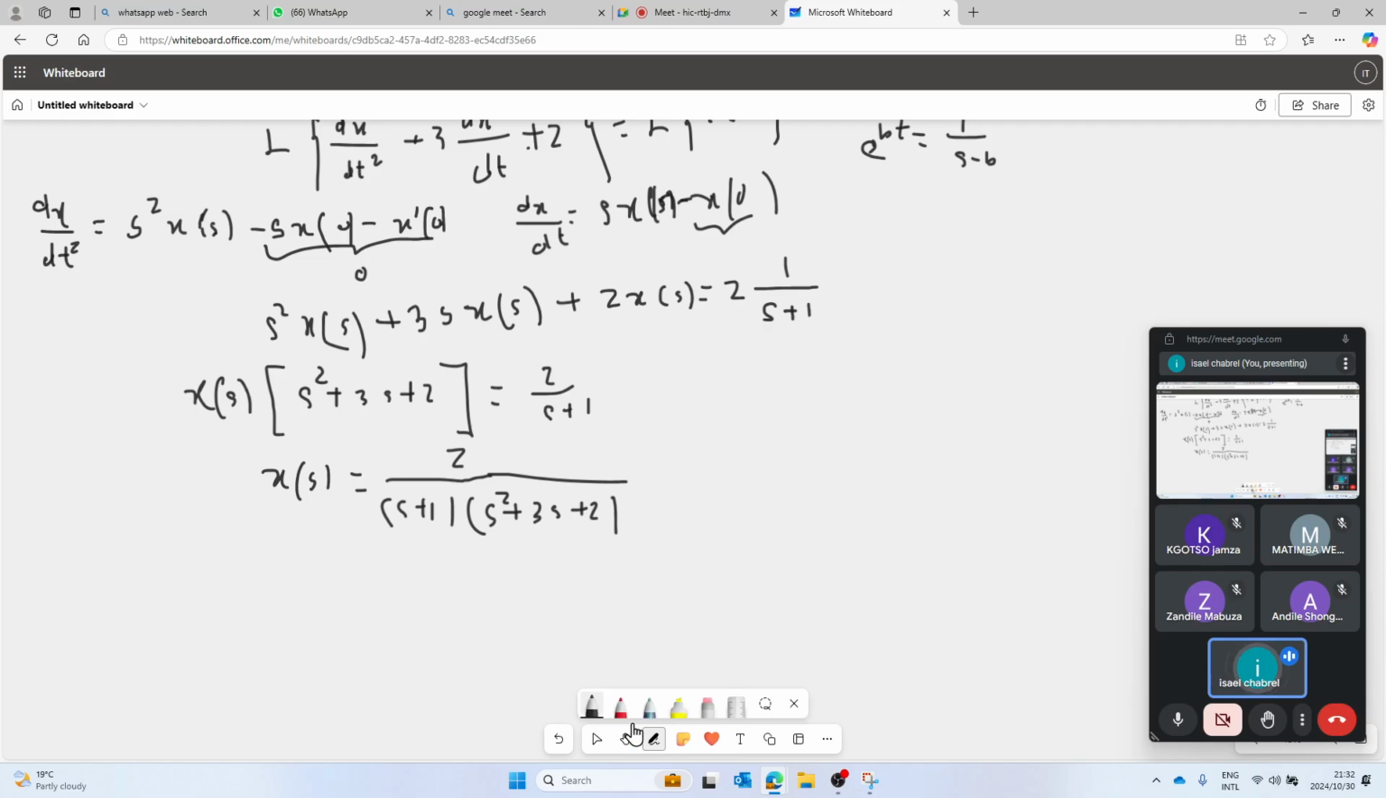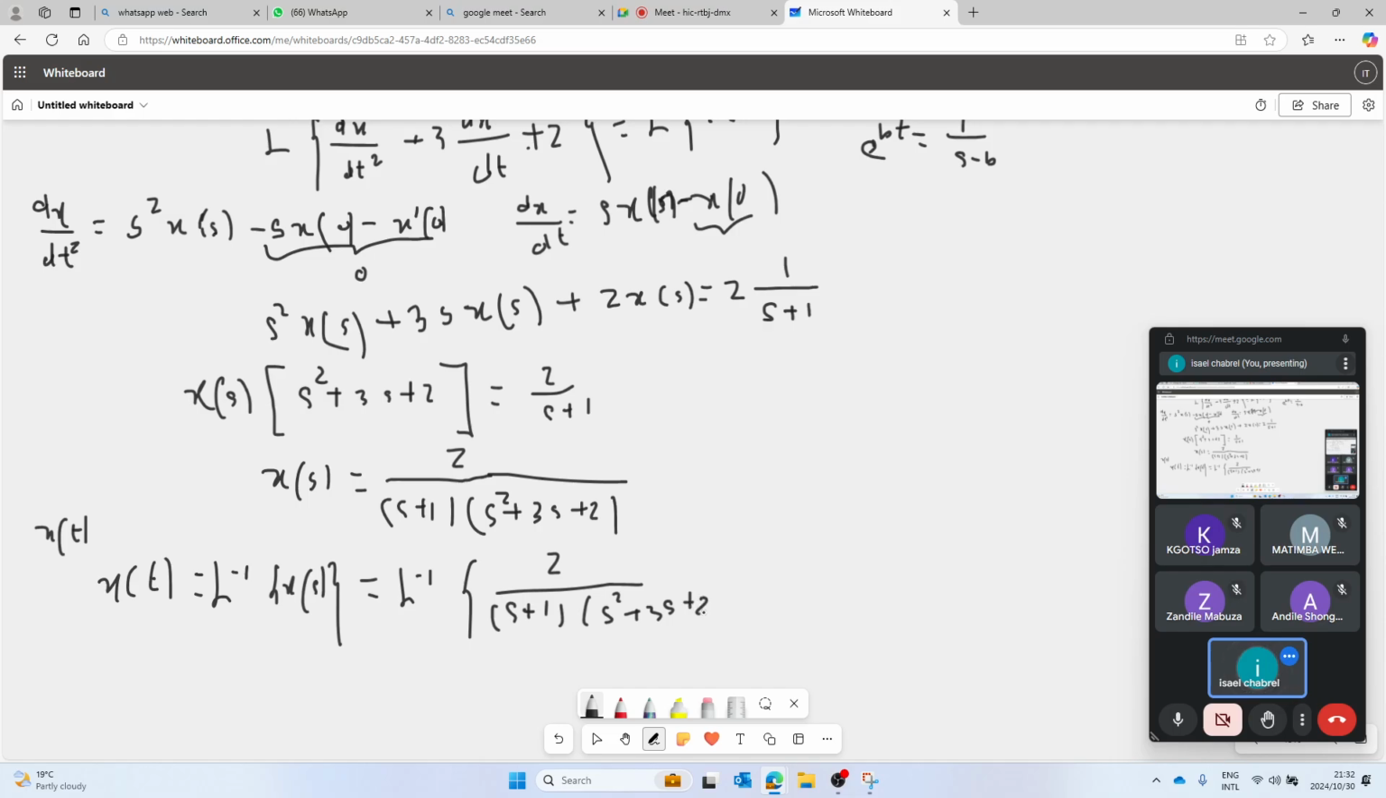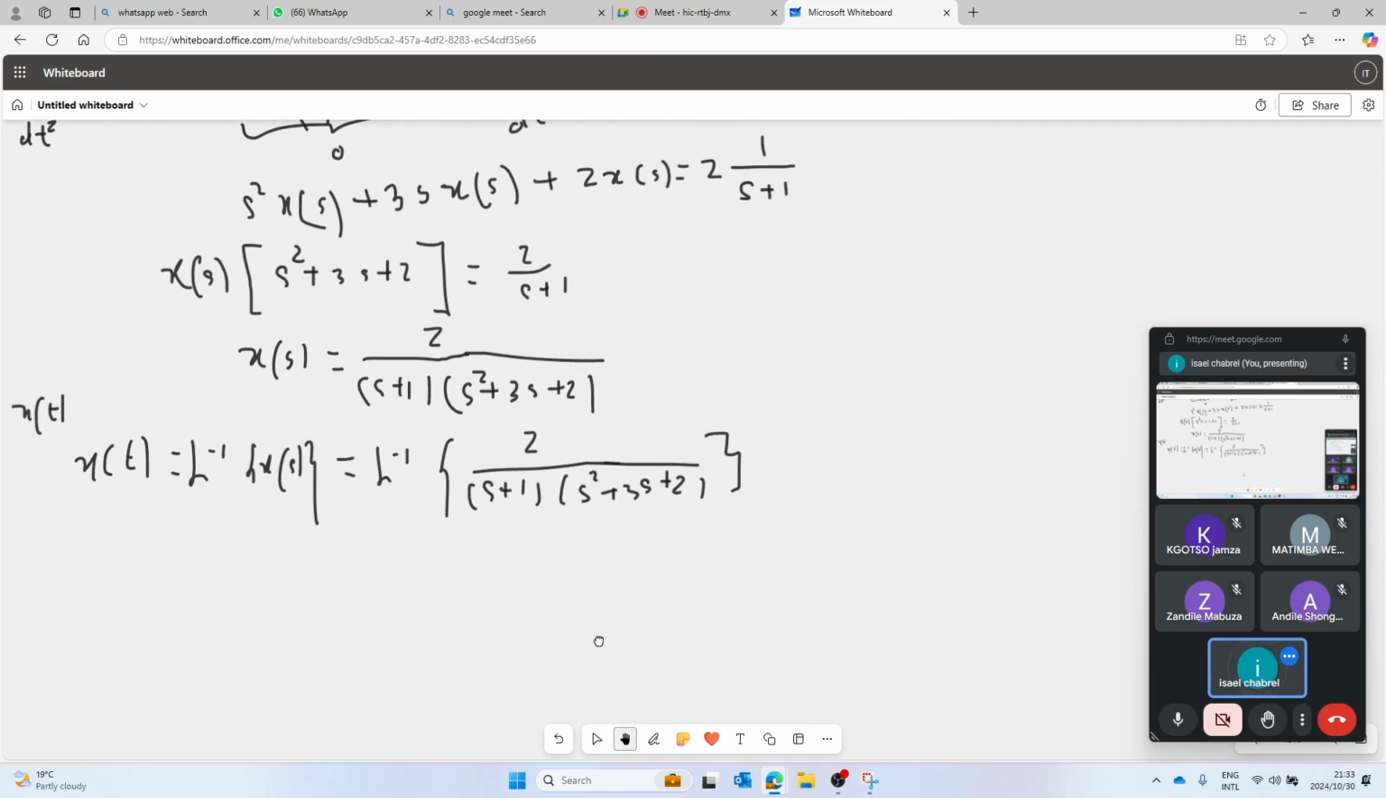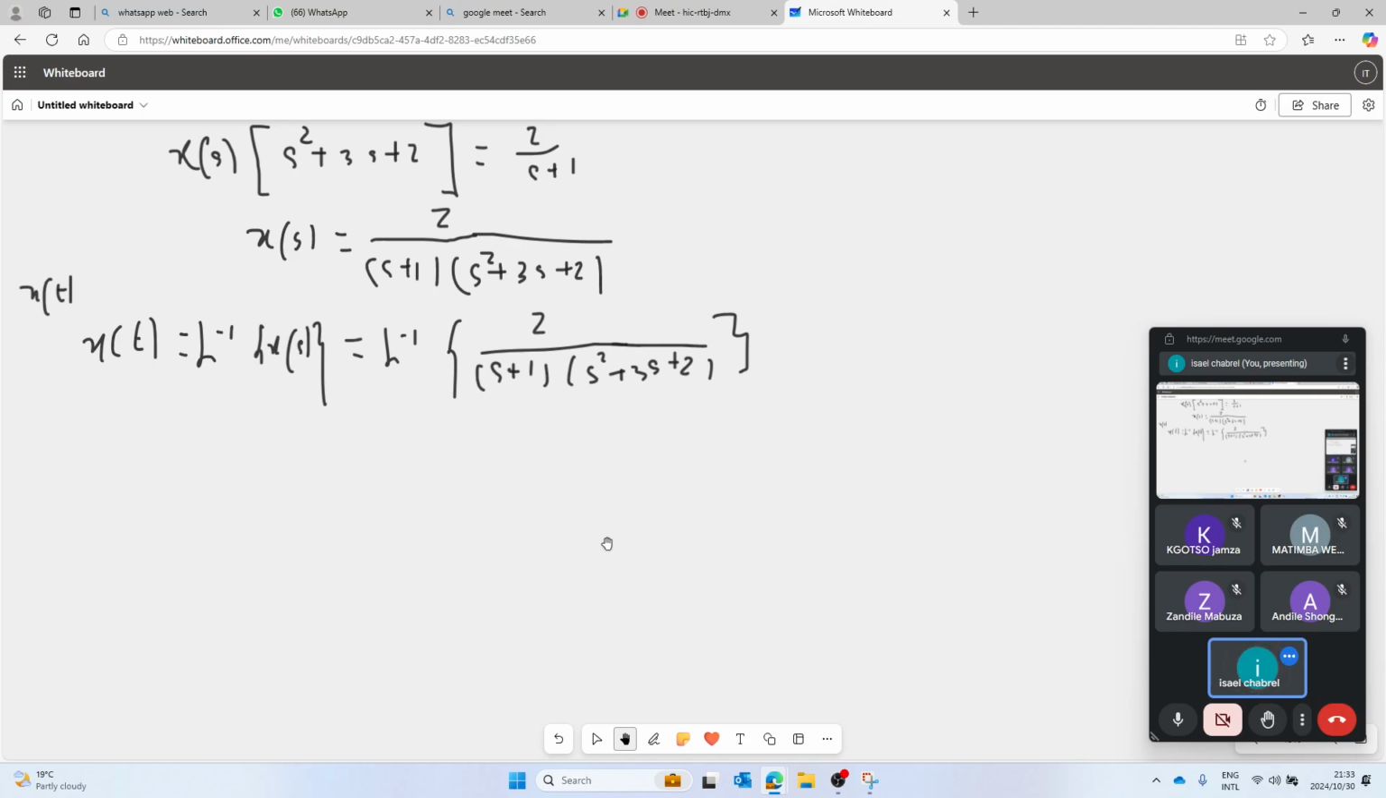If you want to write the transfer function, what you need is x of t. So what is x of t? x of t is simply the inverse Laplace of X(s). Literally saying, you have to solve for the inverse Laplace of 2 over s plus 1 divided by s squared plus 3s plus 2. This is what we have to solve. Now, before we solve, guys, any question?